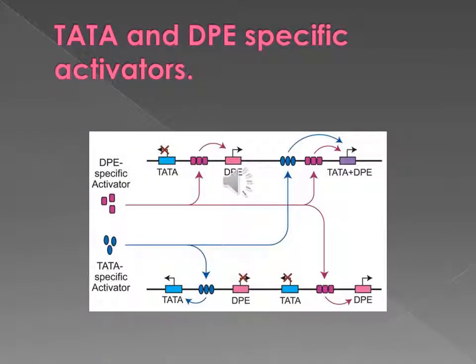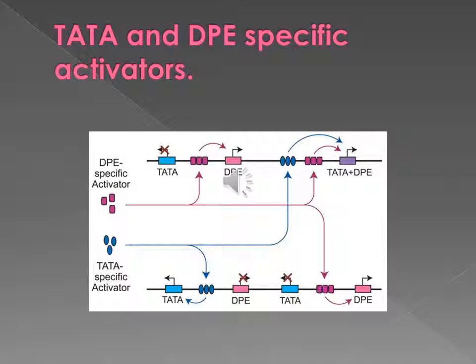This slide is talking about how DPE and TATA specific activators work. Transcription factors bind to enhancers, but only activate transcription from promoters with the appropriate core promoter elements. The core promoter containing both the TATA and the DPE motifs can be activated by either DPE or TATA-specific activators. Transcription levels can be further regulated by the presence of the BREu as well as other core promoter motifs.